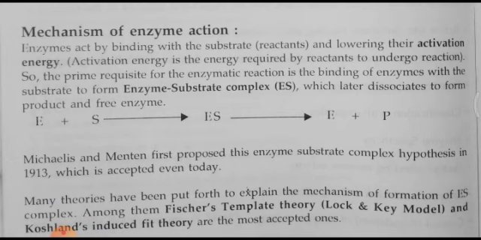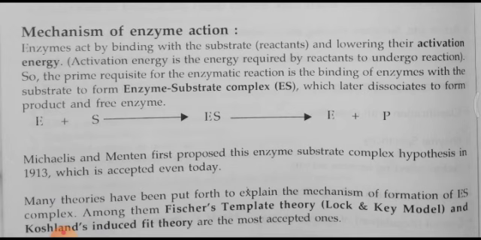So if you see the first paragraph, enzymes act by binding with the substrate. That's what the illustration shows, enzyme E plus binding with the substrate S. You can see the sentence and also the illustration, and thereby the substrate, which requires certain energy to get converted to product, that energy is lowered. So hence you can see in the first sentence, lowering their activation energy. When energy is lowered, then there is more possibility of the substrate getting converted into product.